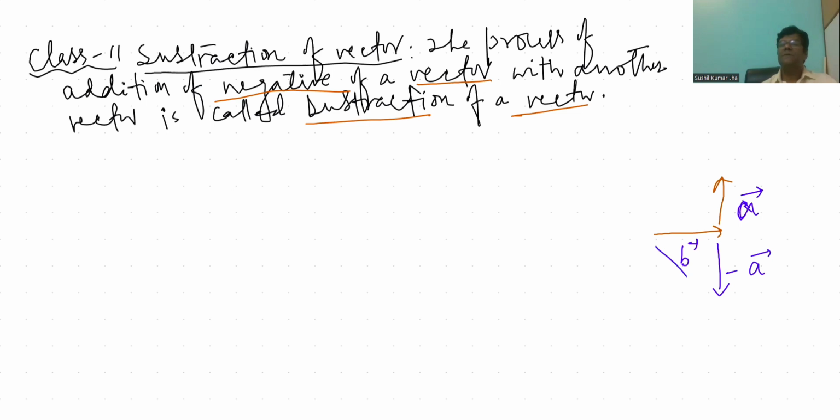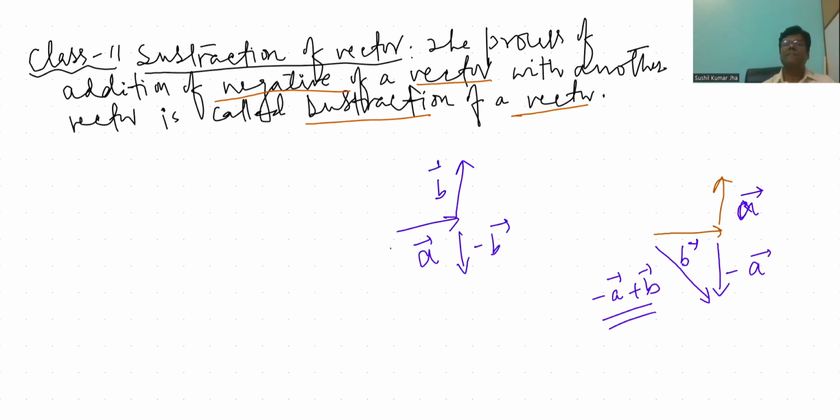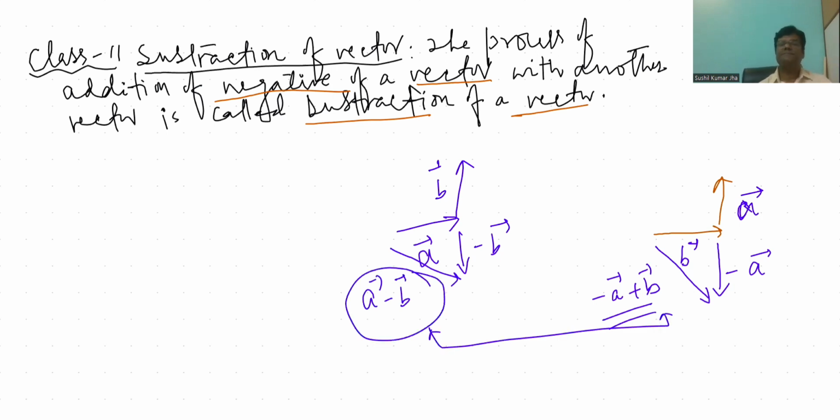It means minus A plus B is called the process of subtraction of a vector. Or we can take it like this also. If this is vector A and this is vector B, and this is minus B, then the resultant of these two is A minus B. So both ways we can see. Thus, this is called the subtraction of a vector.